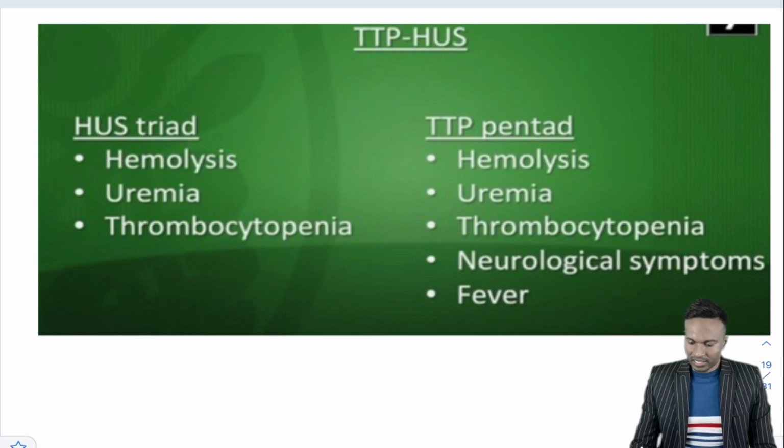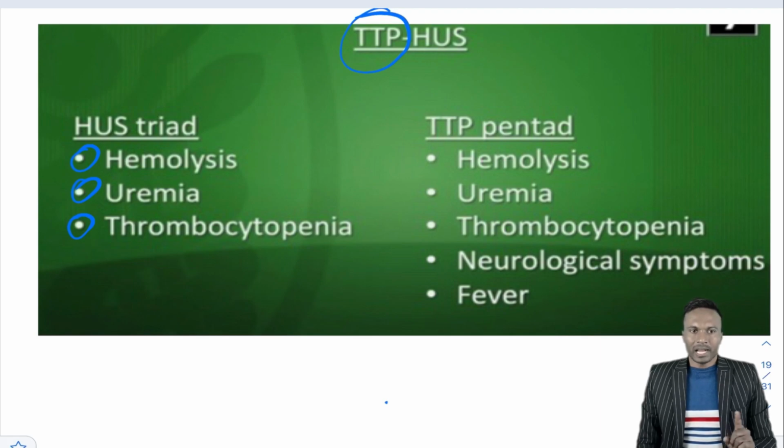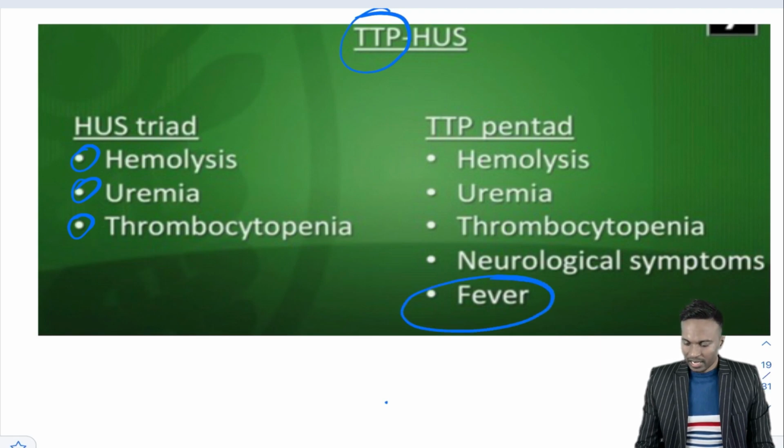Again, what is the triad of HUS and what is the triad of TTP? HUS, you have hemolysis, it will result into anemia, uremia and thrombocytopenia. By that previous mnemonic, we had understood that fever and neurological manifestations will make this triad a pentad. So you also need to know the 3 features of HUS and the 5 features of TTP.